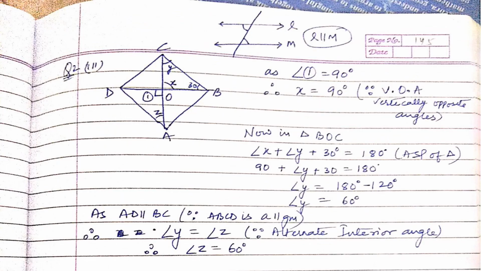Now, question number 2, third part. In this, we have this parallelogram ABCD. Again, X, Y, and Z is asked from us. Now, again, concentrate. What you can do easily. In this figure, OBC, if you see 30 you know, X you don't know, Y you don't know.